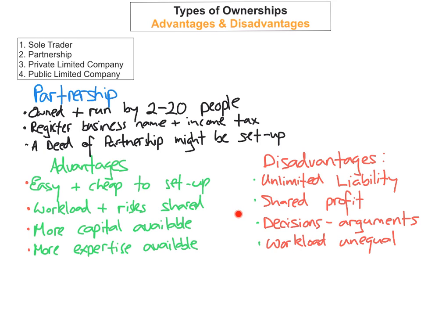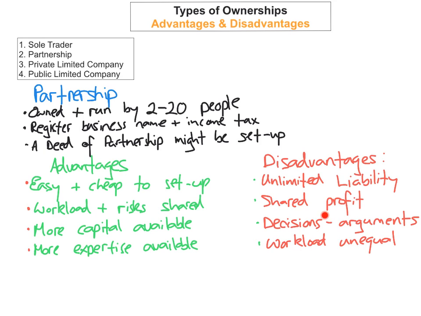Another disadvantage is decision making. Sometimes it can be a much longer process making decisions, and arguments can often form between 2 or maybe the 20 partners, as you mightn't agree on the same thing and may want different things for the business in the future. Sometimes arguments can happen because of workload. People might feel that some partners are putting in more effort than the other partners, and this can often lead to some tension within a partnership.